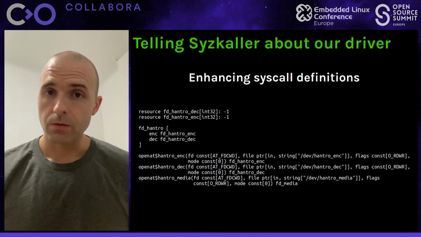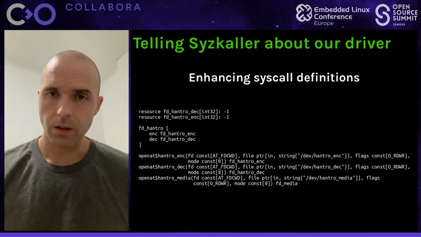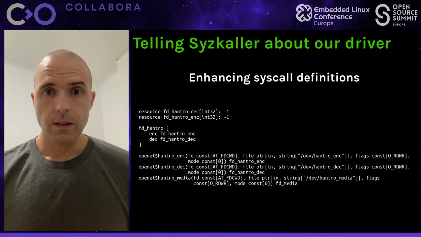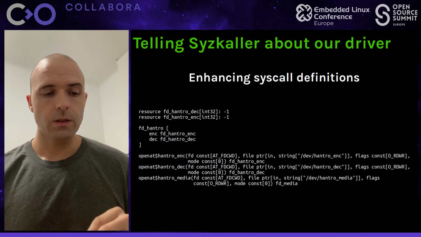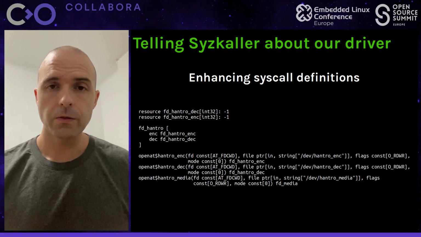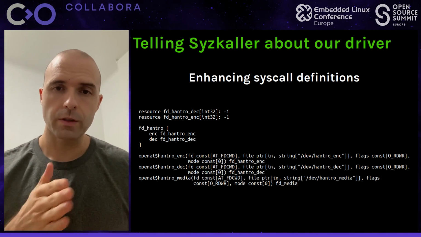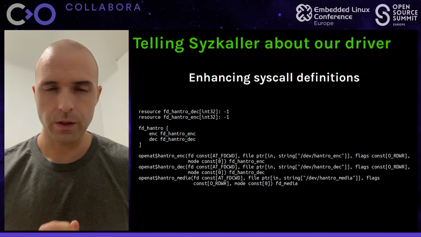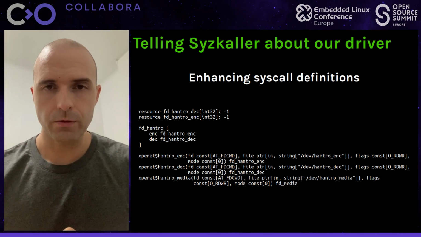Okay, so now that we know how Syzkaller works in general terms, we're going to see how to target the fuzzing process and how to make it more specific to a concrete part of the kernel, which is in this case the Hancho driver.